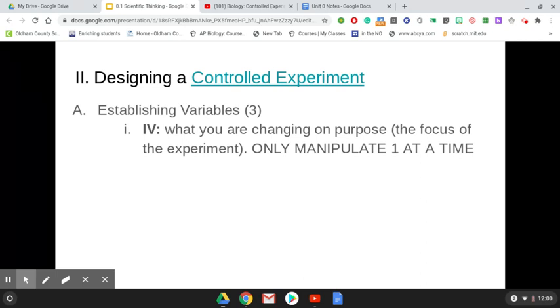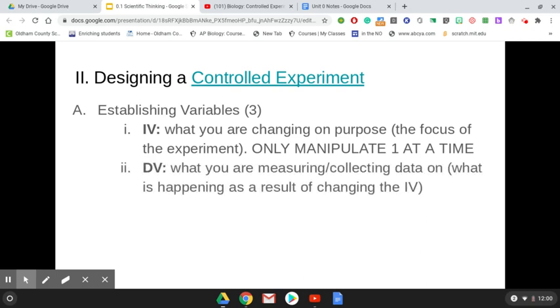Now, in the video that we just saw, the independent variable was the fertilizer. That's really what the experiment was testing. Does the fertilizer affect the plant growth? So the independent variable was fertilizer. You only want to manipulate one independent variable at a time for a purpose that we'll see in just a second. Another variable that we saw in the experiment was the dependent variable, abbreviated DV. Now, the dependent variable is what you are measuring or collecting data on. In the experiment that we just saw, the dependent variable was the plant height.